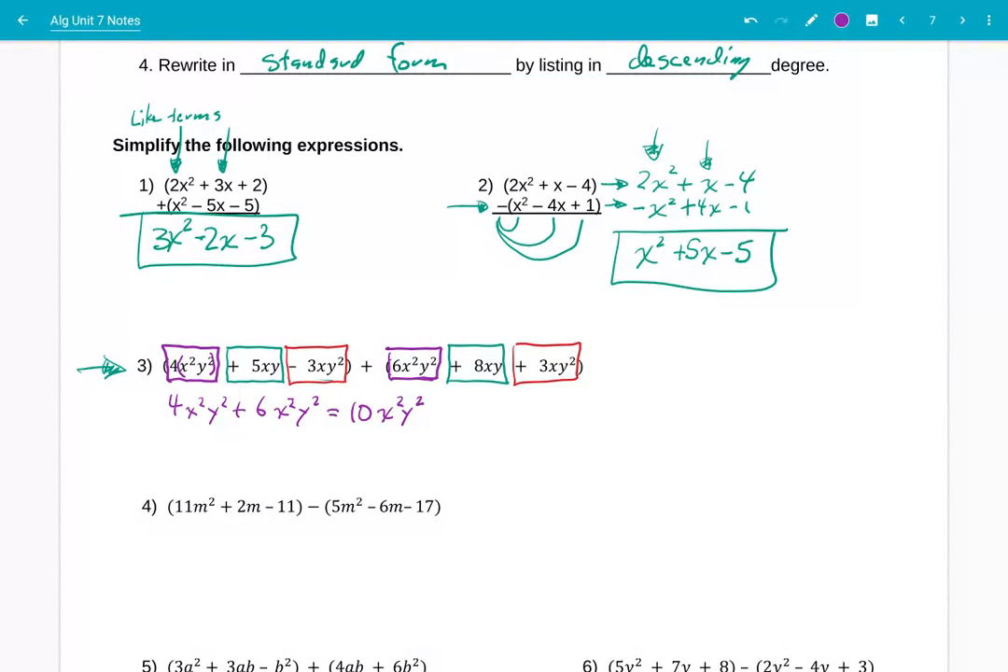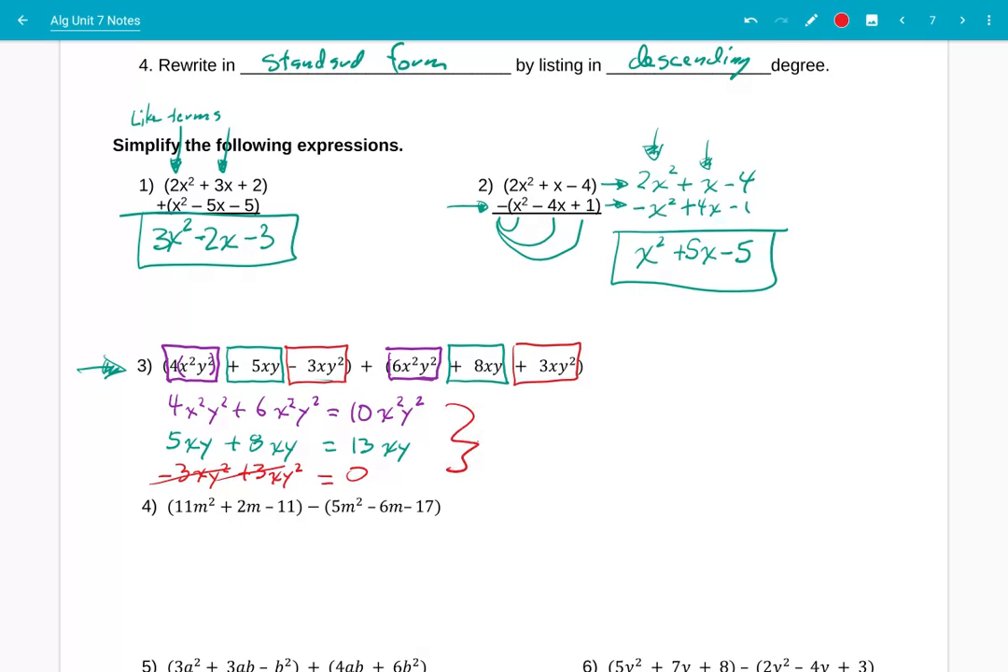Right? Okay, and now I'm going to do the greens. You don't have to write it out like this, but I'm just doing it so you see. This is the xy term, so 5xy's plus 8xy's equals 13xy's. And then the red, let's see, that's a minus 3xy squared plus 3xy squared. And you might have seen that already. These cancel. Minus 3 plus 3, that's 0.